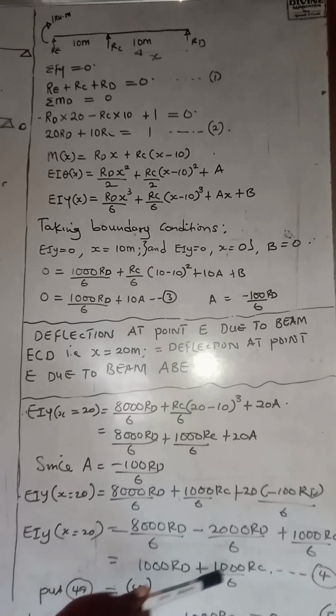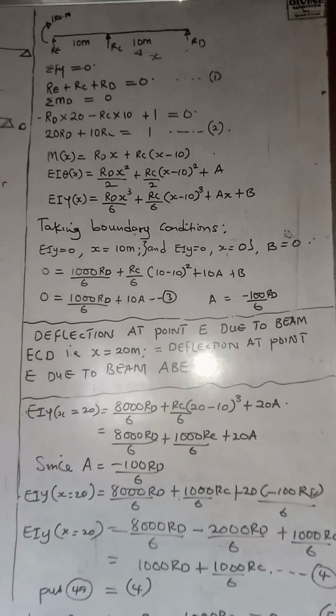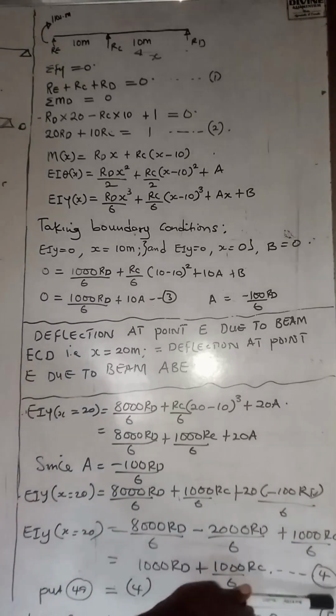So we are going to equate that deflection with the deflection obtained from our beam ABE at point A also. If we do that, this expression is equal to our expression of 100 RA, and we'll collect like terms. Accordingly, we'll have it equal to 0. So we'll have a new equation, which we call equation 5.